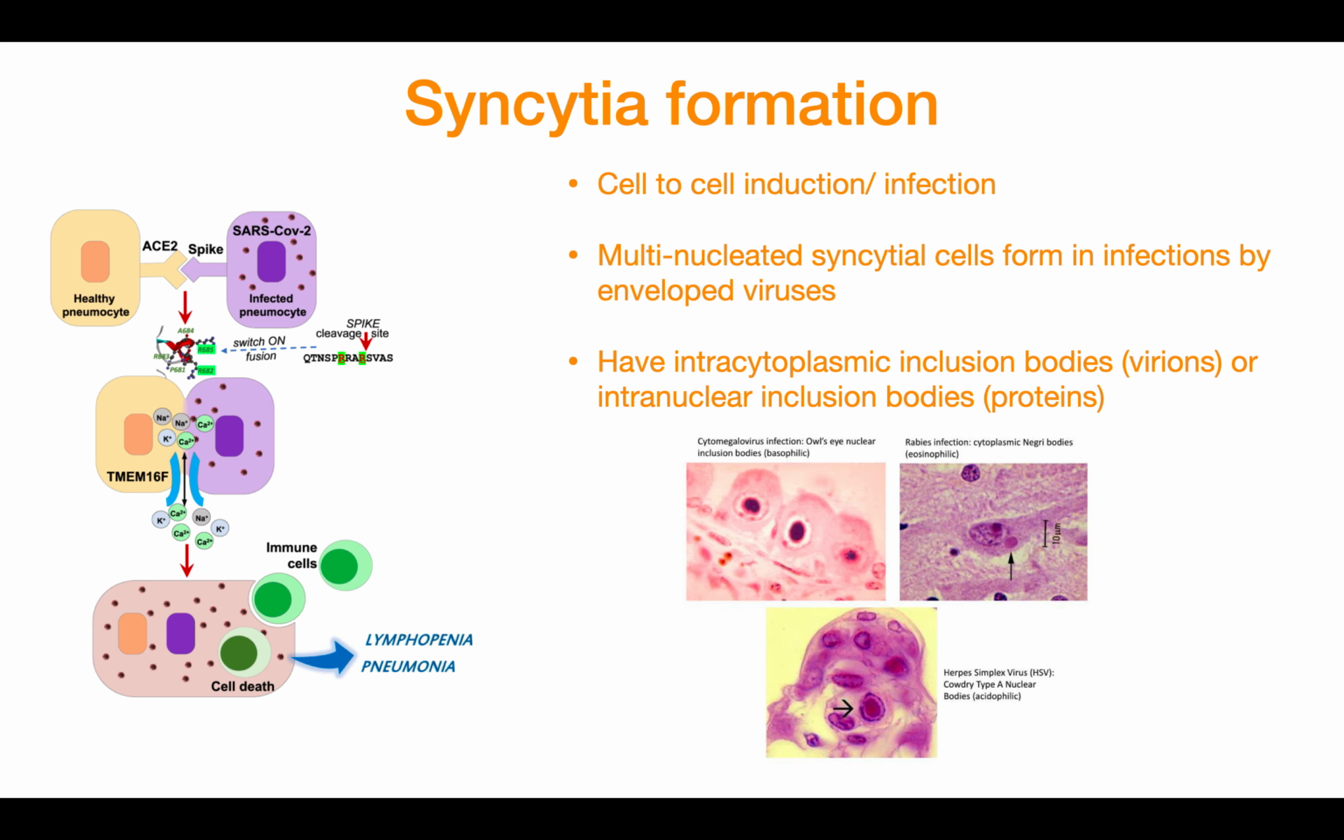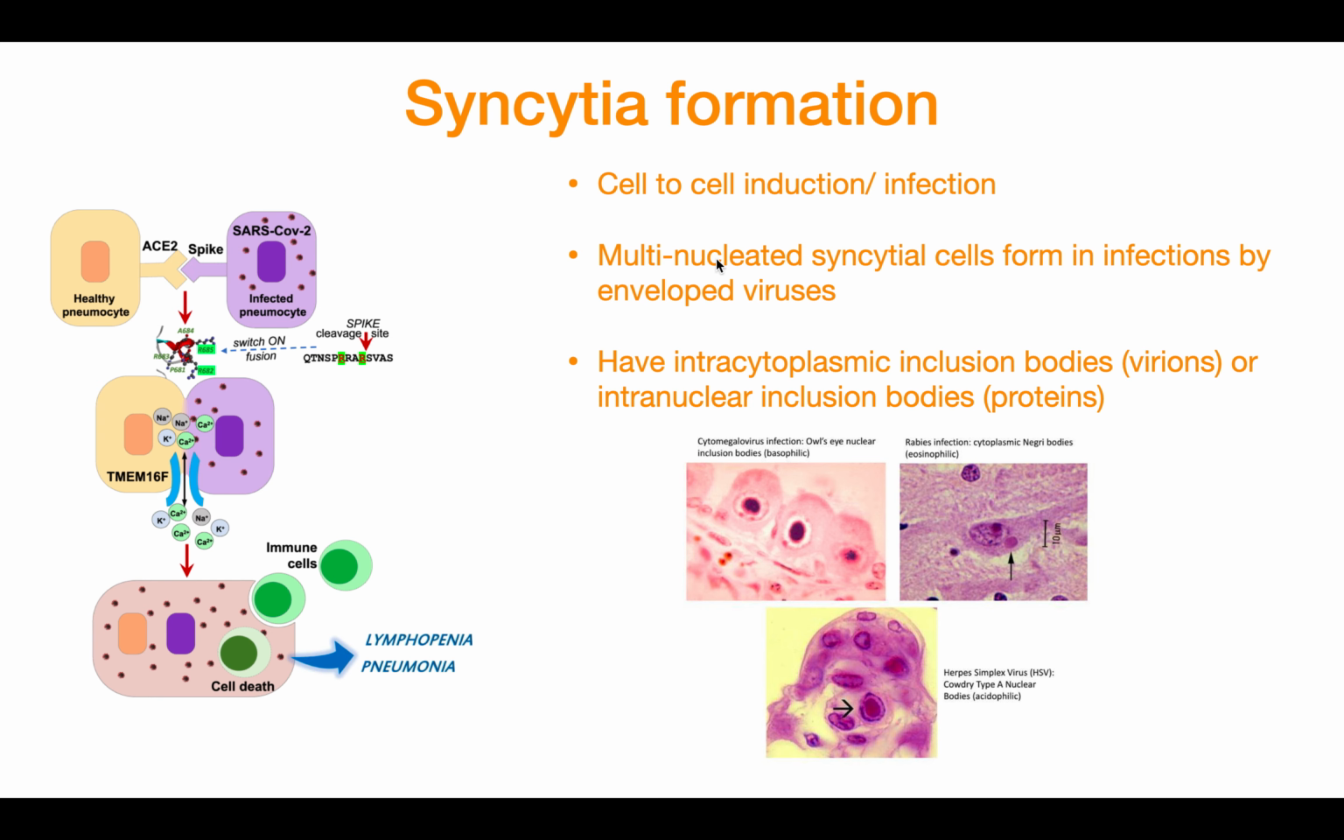Okay, so syncytia formation is a cell-to-cell induction or infection. This happens when a macrophage envelops a bacteria and is unable to break it down, such as with cytomegalovirus. They will release TNF alpha or interferon gamma to induce more macrophages to come, and then all of these bind together to make a syncytia cell.